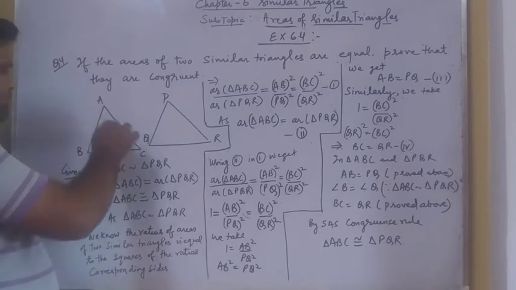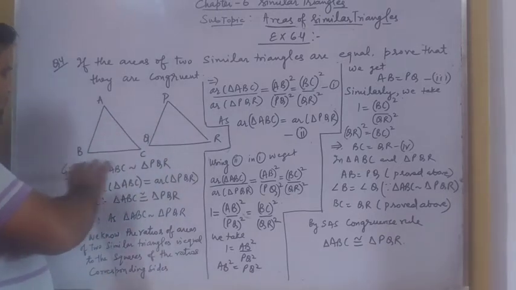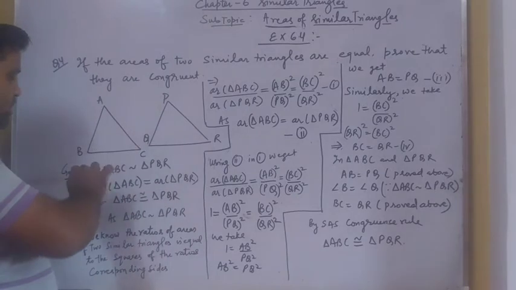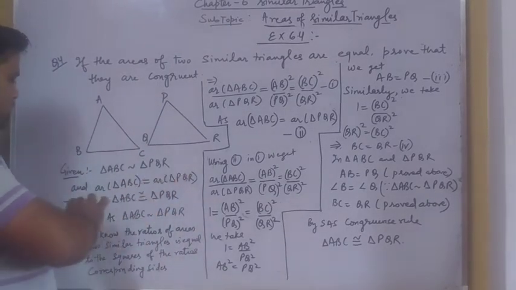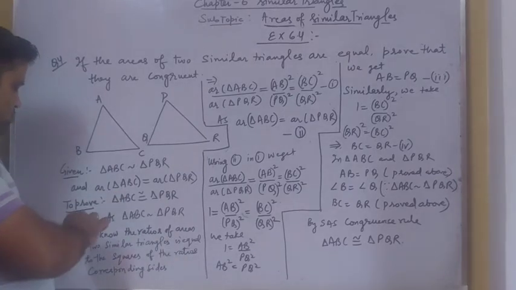First, we draw triangle ABC and triangle PQR, these two triangles. In the given, we write the above condition. Triangle ABC is similar to triangle PQR and the areas of both triangles are equal. We have to prove both triangles are congruent. So let us come to the proof.